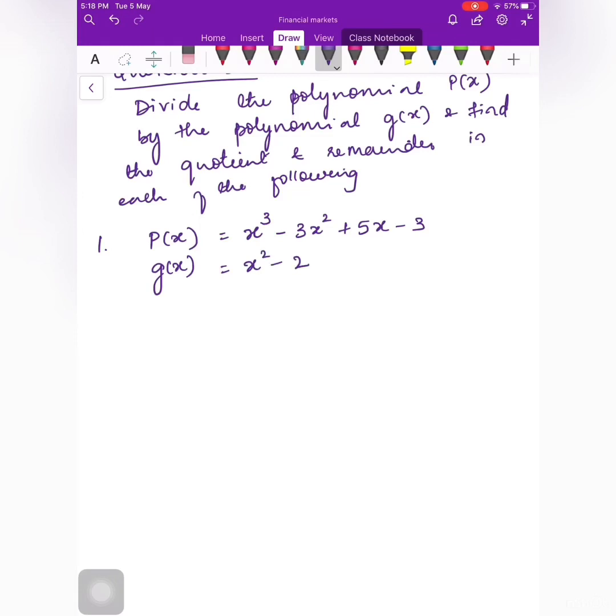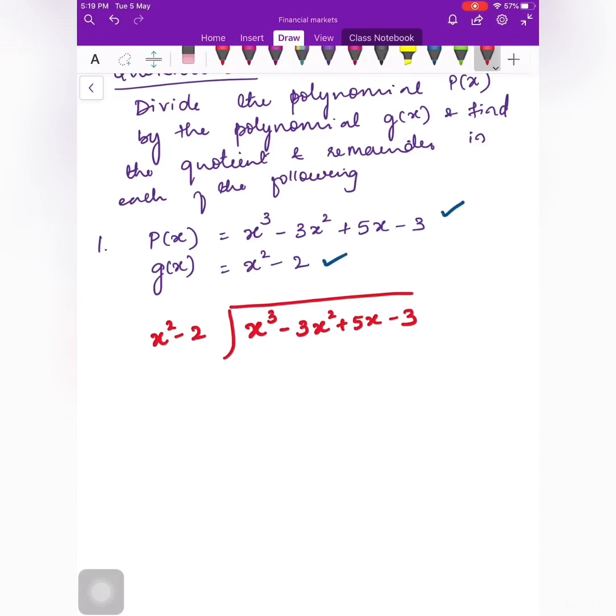So this is done by the division method. What I do is I take this polynomial, that is p of x, and divide by g of x. Now this p of x acts as the dividend, so you need to place p of x inside the bracket, minus 3. This is divided by g of x, which is nothing but x square minus 2.